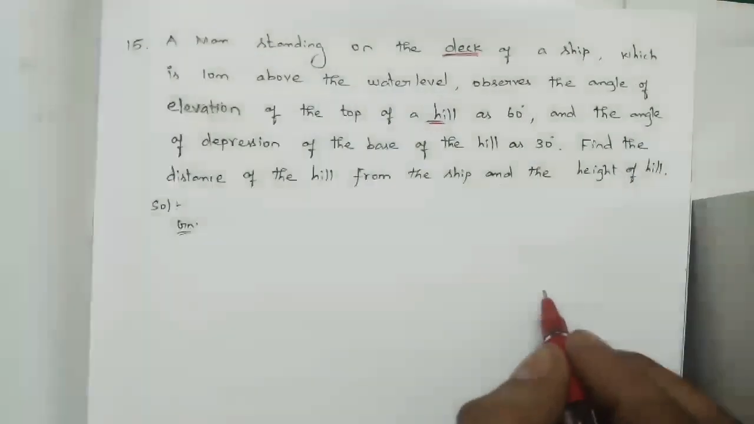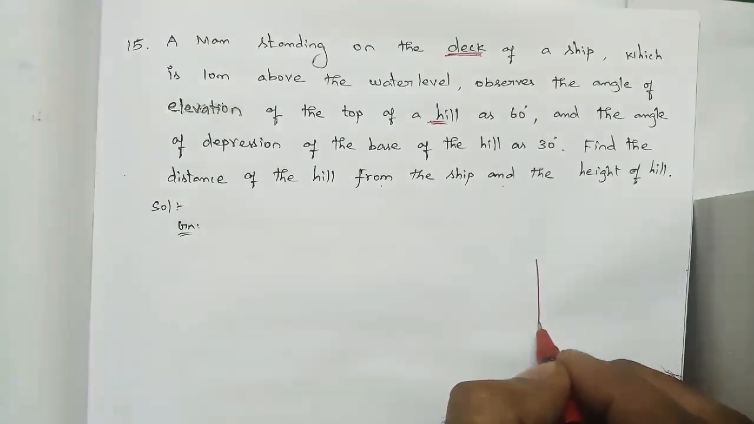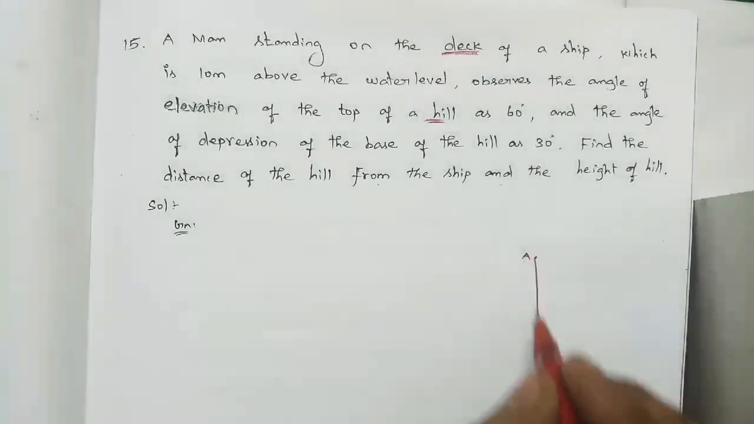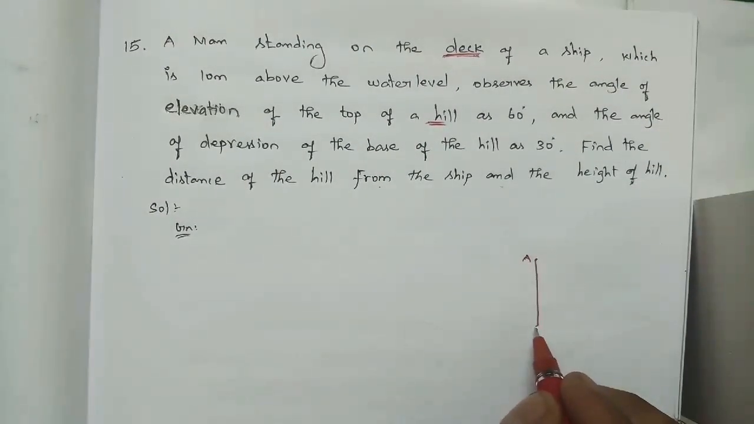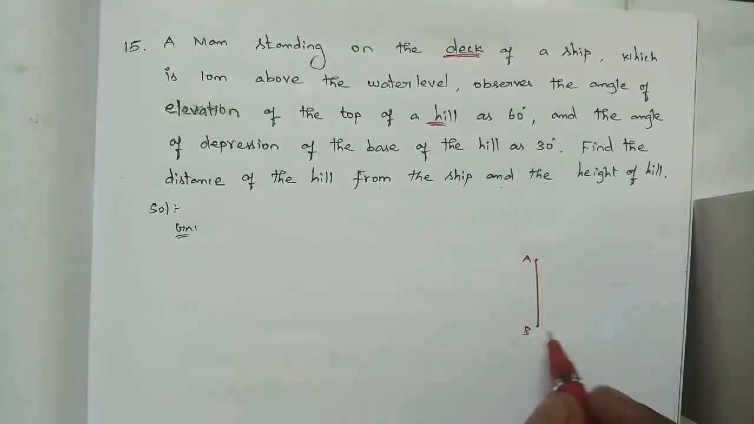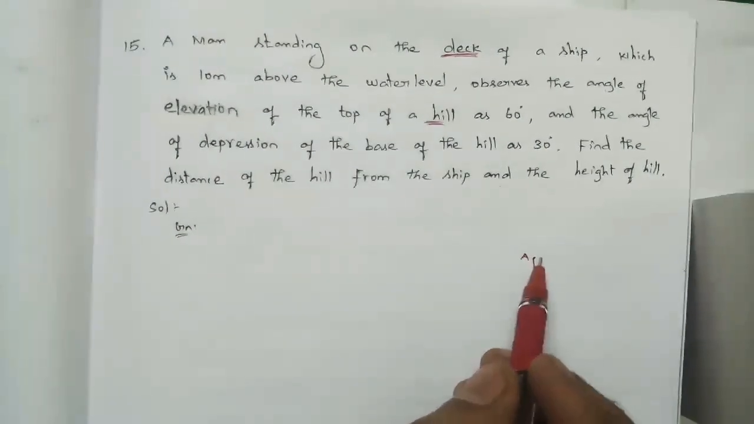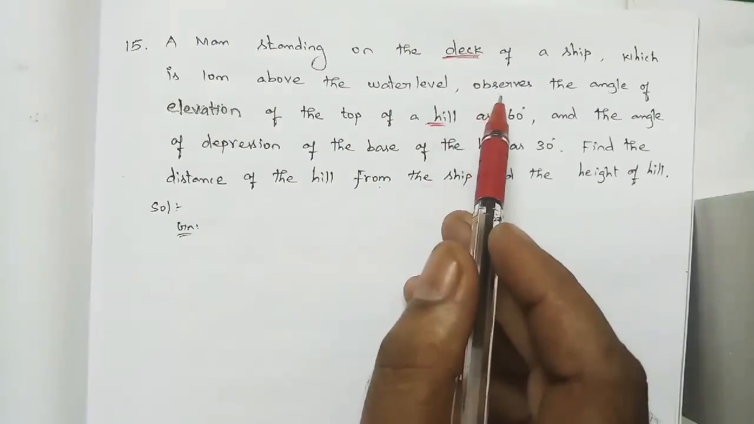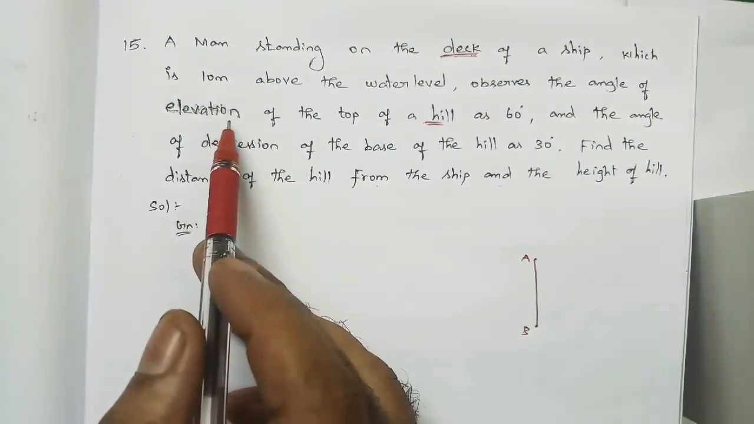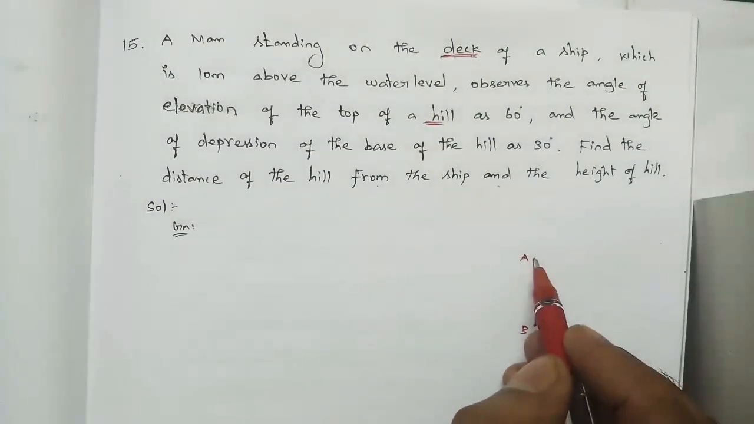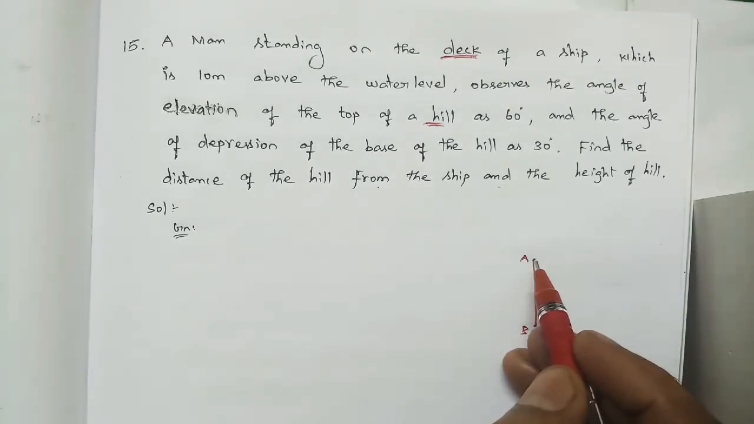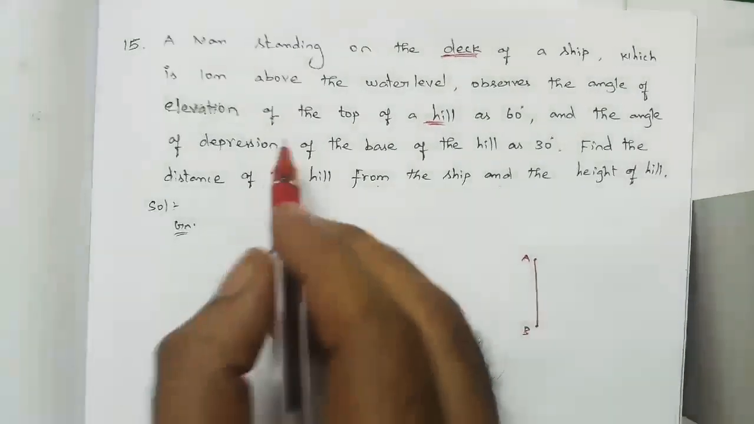So what they are saying is a deck of a ship. Point A is nothing but the top of the deck, and B is nothing but the foot of the deck. A man standing on the deck of a ship, 10 meter above the water level, observes the angle of elevation. So from point A they are observing the top, because it is an angle of elevation.